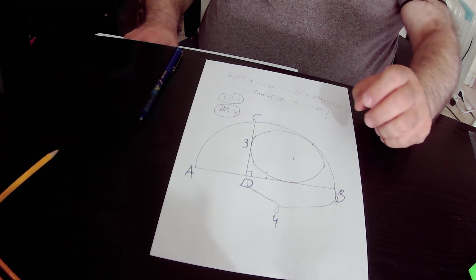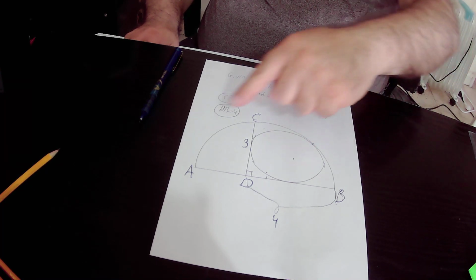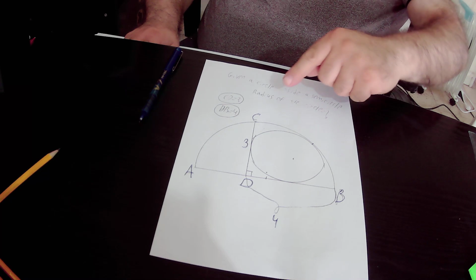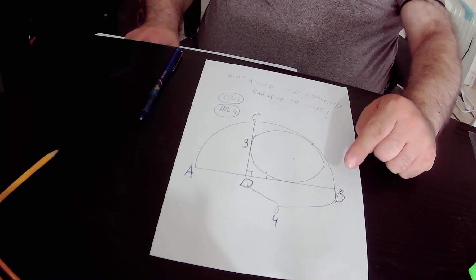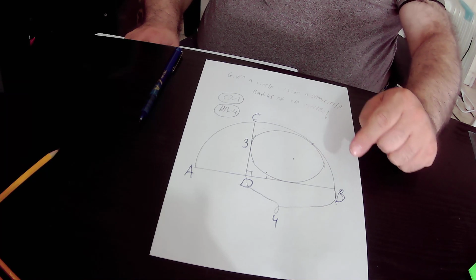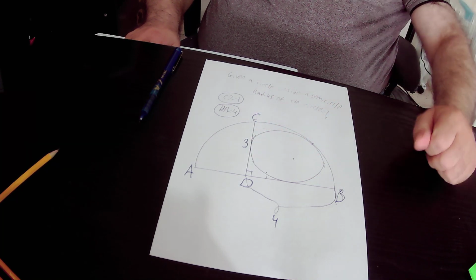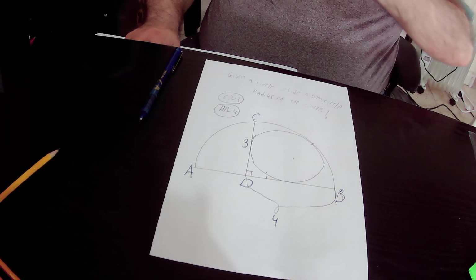And now in this lecture we will find out the radius of the small circle. In the drawing we have this small circle that is inscribed by the semicircle, and we know that line segment CD equals 3 units in its length, line segment BD equals 4 units in its length, and the angle CDB is equal to 90 degrees. It is a right angle, and we want to find out the radius of this small circle.